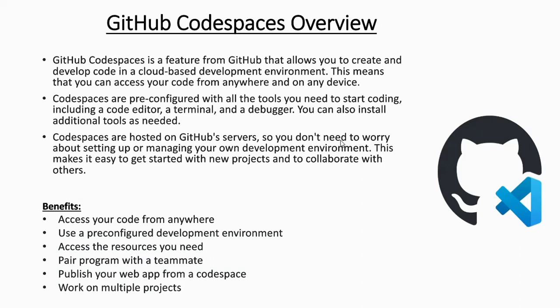Access the resources you need. Sometimes we observe that the local system does not have the capability of running the process properly. Sometimes we run Docker on our system and processing will be a little slow, but with the help of GitHub Codespaces, we don't need to worry about that. It will provide adequate resources for that.